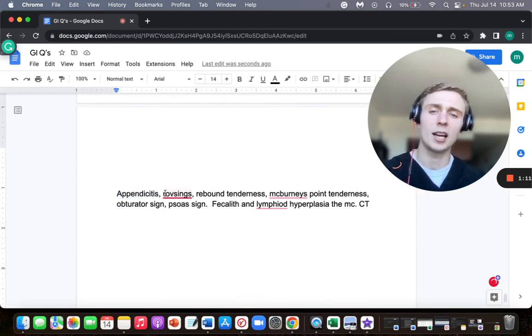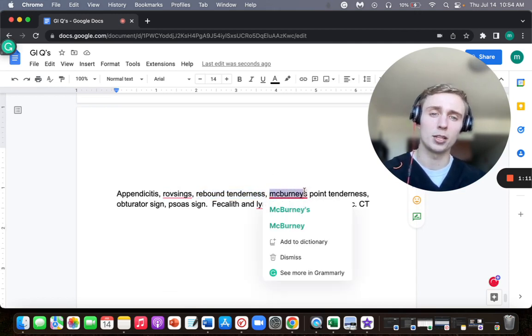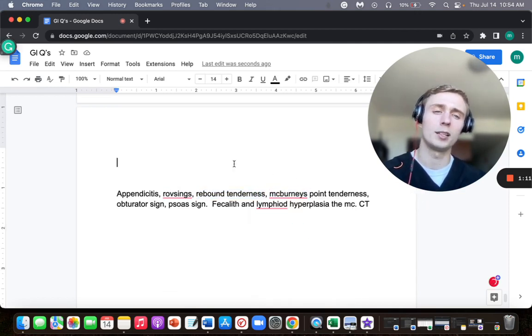We can see the Rovsing sign, which is when you palpate the left lower quadrant and you get right lower quadrant pain. Rebound tenderness, especially at McBurney's point. McBurney's point is 1/3 of the way from the ASIS to the umbilicus. And you can get point tenderness there. You can get rebound tenderness there. McBurney's point, important to know.